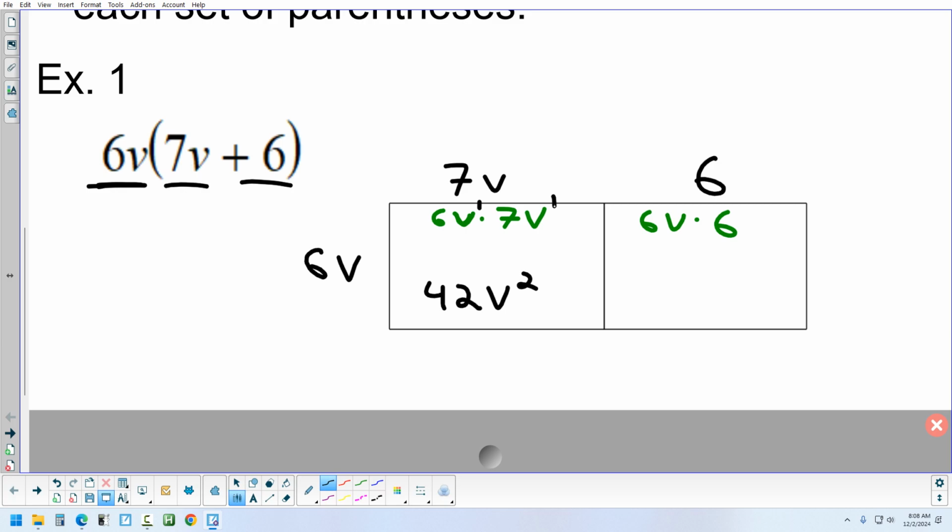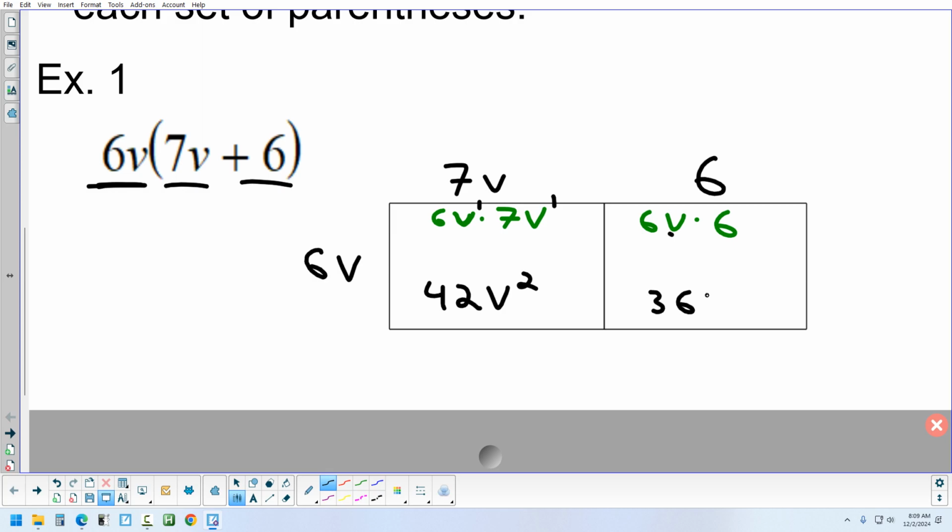All right, the second one, 6v times 6. Now, if you look at that one, you're like, well, wait a minute, the second one doesn't have a v, that's fine. We're not adding them, we're multiplying. So we can do that fine. So let's start with the big numbers in front. 6 times 6 gives me how much? Yeah, 36. 36, perfect.